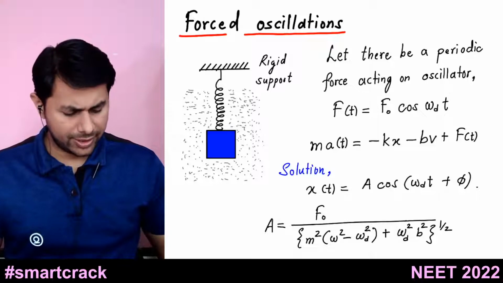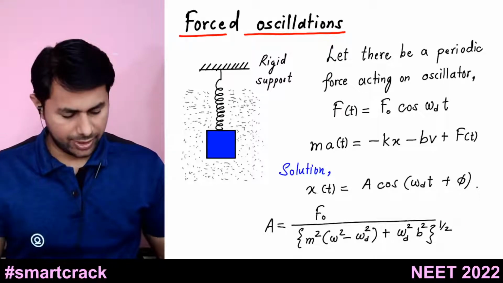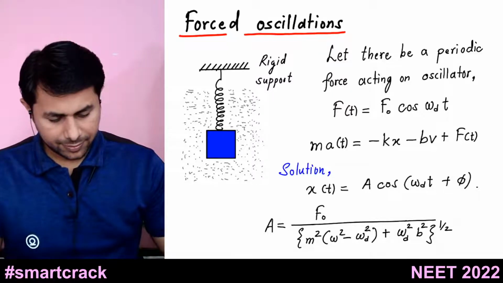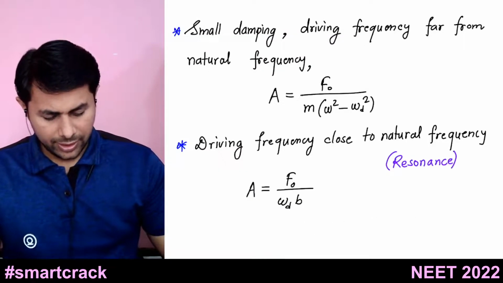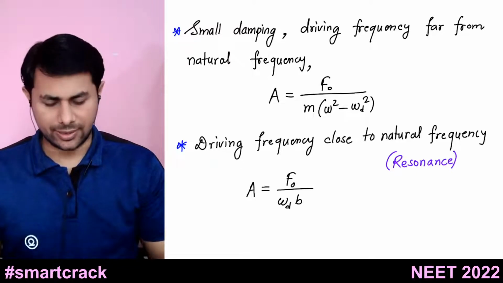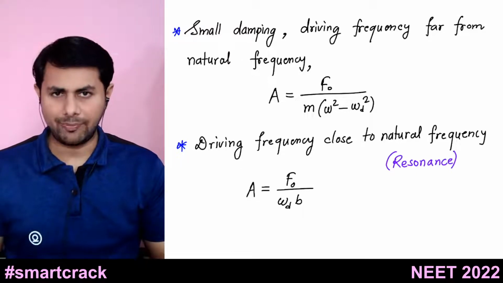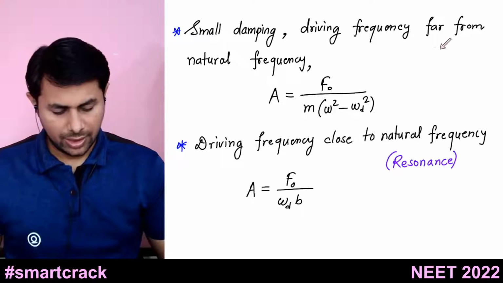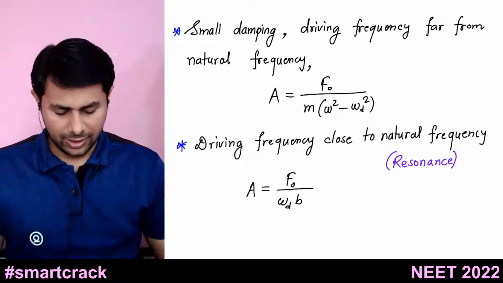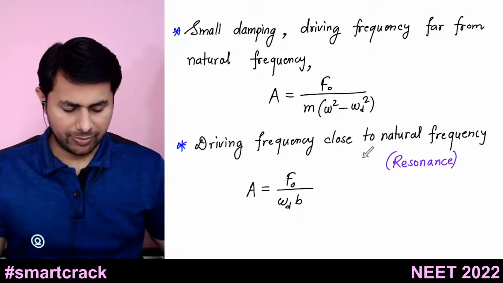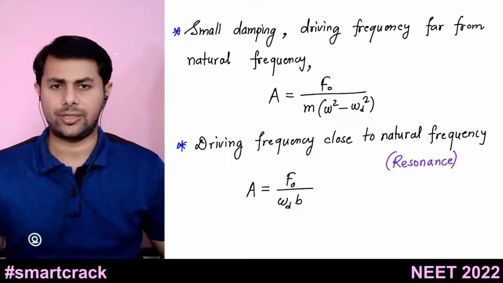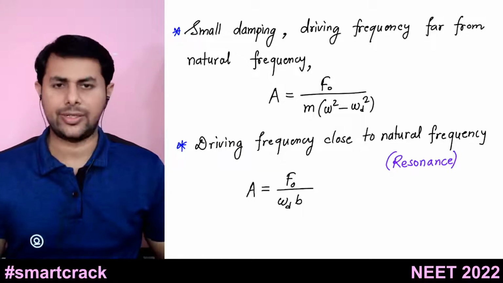Okay, bracket complete, raised to half. Where b is what? Damping constant. All right, and now in this, the more important cases are: first, small damping and the driving frequency far from the natural frequency; and second, the driving frequency close to the natural frequency. So this is the most important thing. This is called resonance.